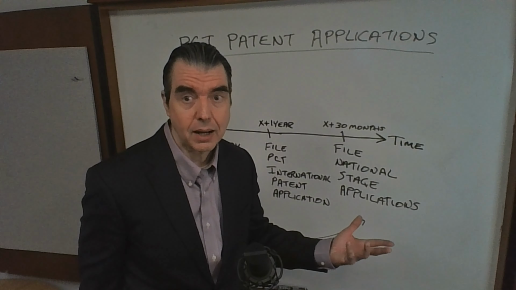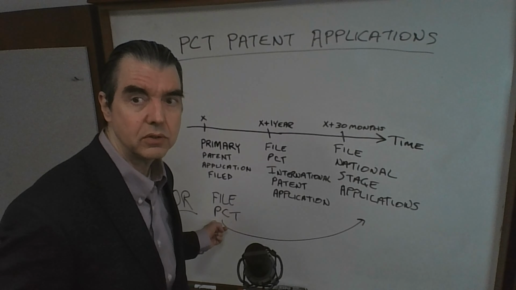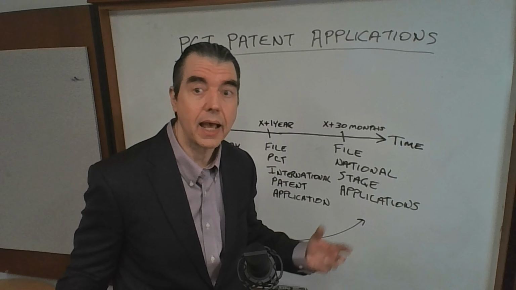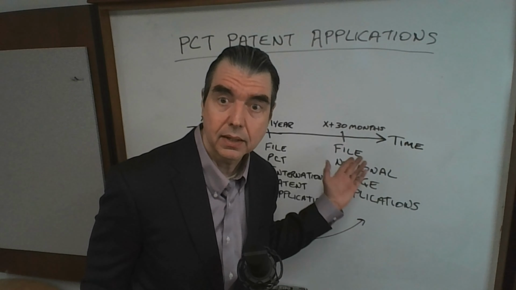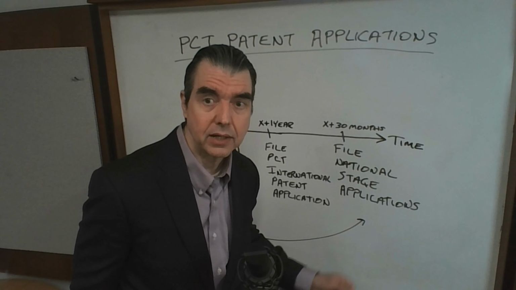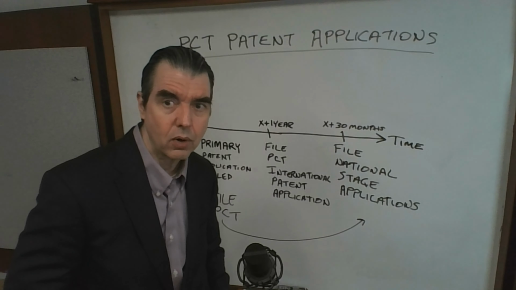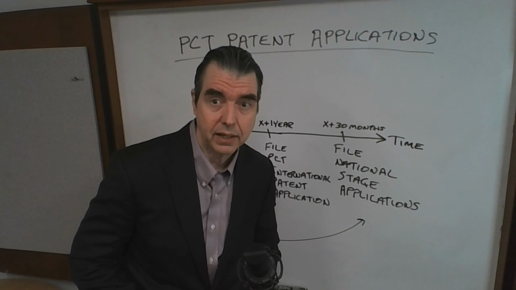The other option being you can file your PCT directly, and then 30 months to decide what countries you want to file in, and the United States might be one of them. In that case, the United States would be a national stage filing. So that's a general synopsis of the Patent Cooperation Treaty PCT patent application process.